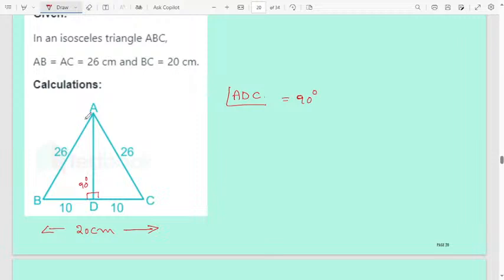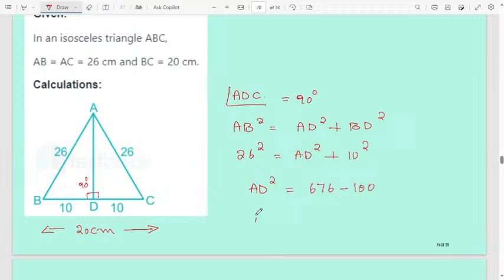AB square, this is the hypotenuse square. Then AB square will be equal to AD square plus BD square. AB square, its value is 26 square. The height AD we don't know, so leave it as it is. BD is 10 square. Then AD square will be 26 square, that is 676, minus 100. Then AD square is 576.